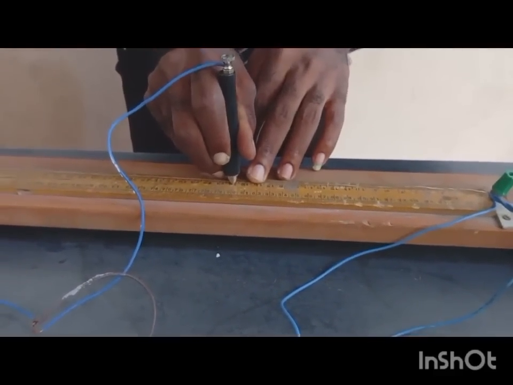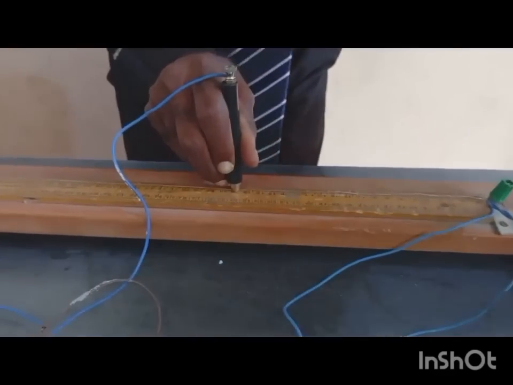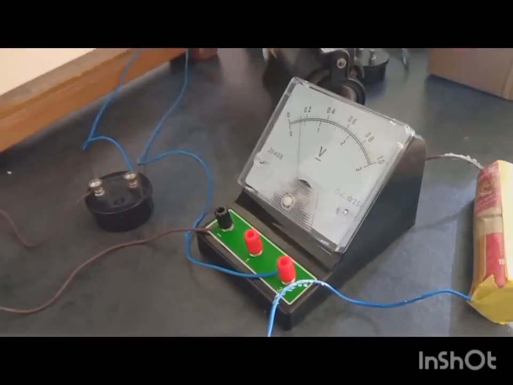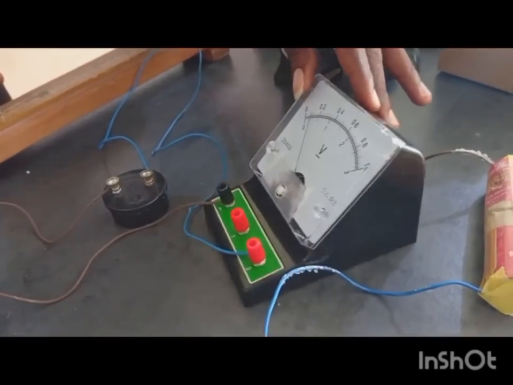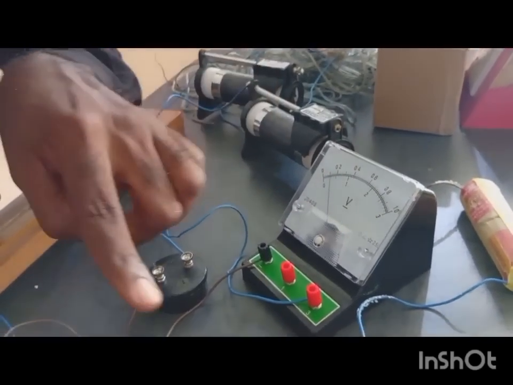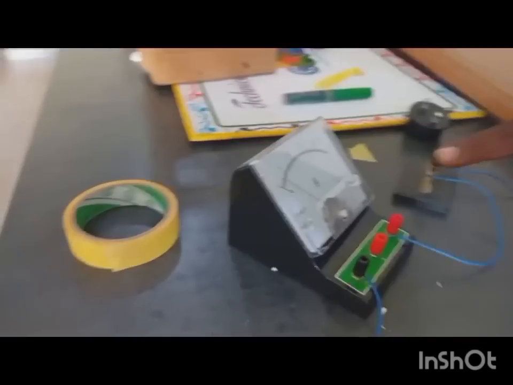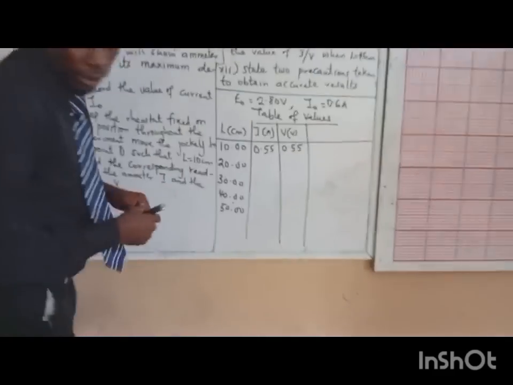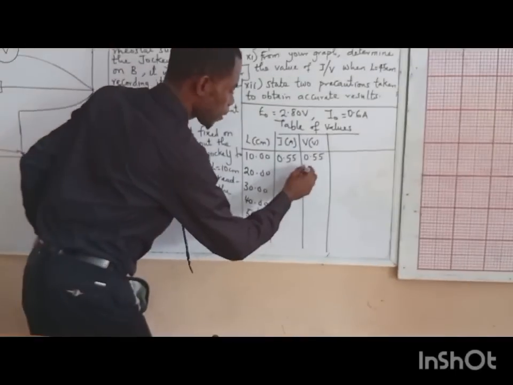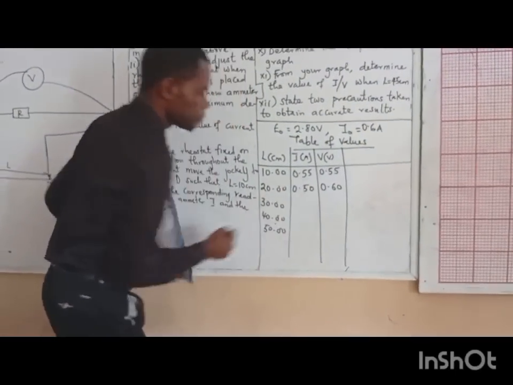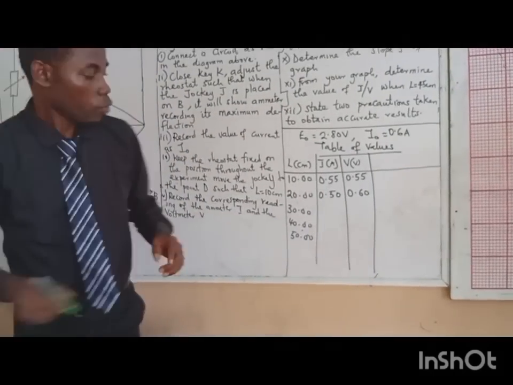When L is 20, I can see readings, I can see movements. Camera, watch my readings. Alright, let me join the camera to see. I have 0.6. The voltmeter gives me 0.6, and this one gives me 0.50. Are we there now? I move to when L is 30.